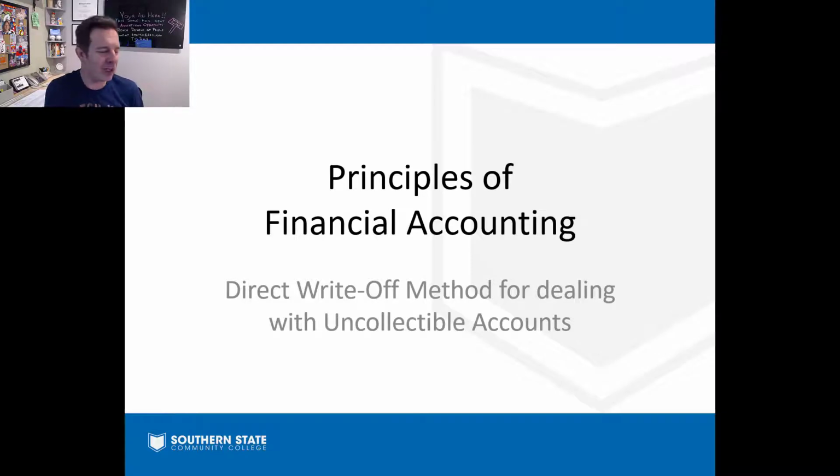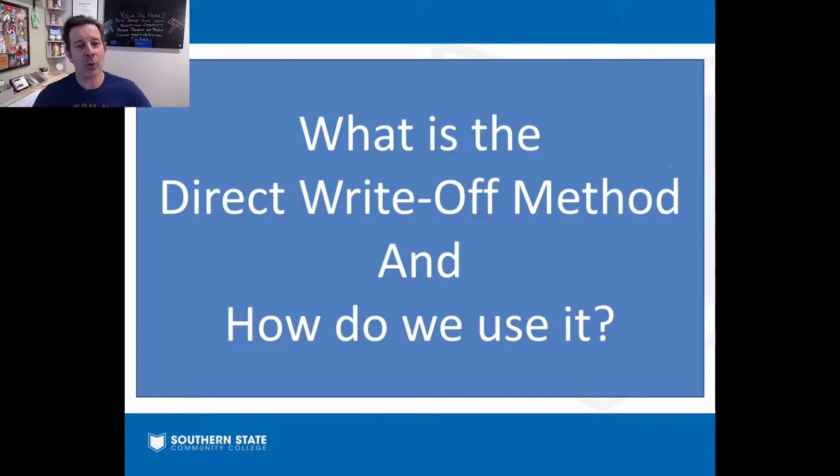I mentioned in the last video, we don't go out and rough people up. We don't beat people up to get our money back. We have civilized accounting methodologies to take care of those uncollectible accounts. So the first we're going to learn about right now is called the direct write-off method. I'm going to walk you through what the direct write-off method is and how we use it.